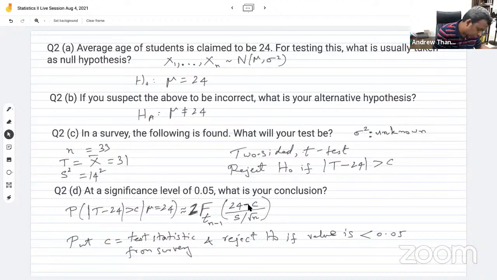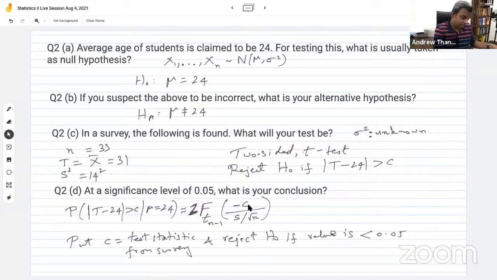So it cannot be 24 minus C. I'm sorry, I think it should be minus C by S by root n, right? Is that correct? Minus C, S by root n. I think somebody else said minus C. Yeah, so this should be correct. I'm sorry, got misled by that.